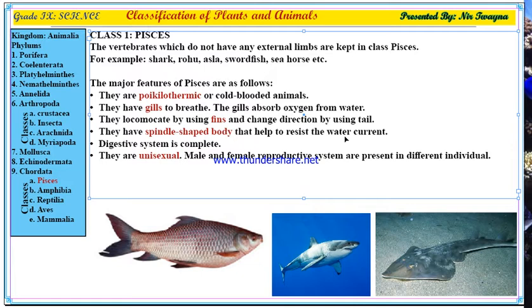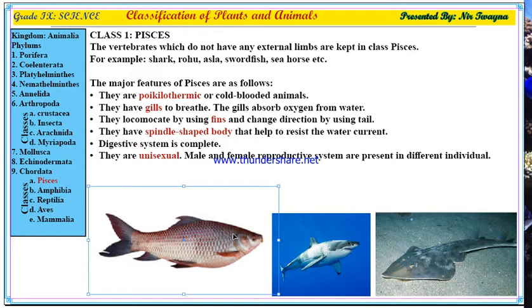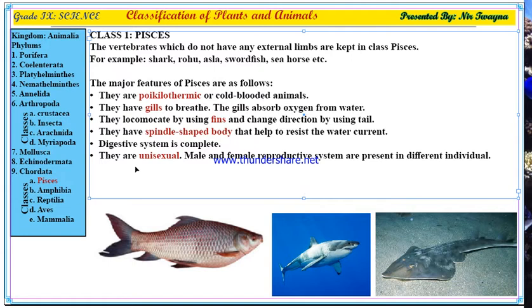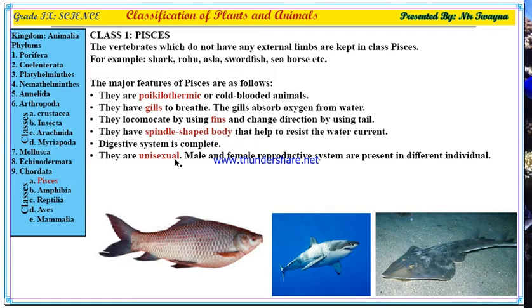And next, their digestive system is complete. That means they have both mouth and anus. Mouth is at the anterior part of their body and anus is at the posterior part of their body. And the last point, they are unisexual. Unisexual means an individual is either male or female. Male and female reproductive systems are present in different individuals, and reproduction in class Pisces is always sexual.